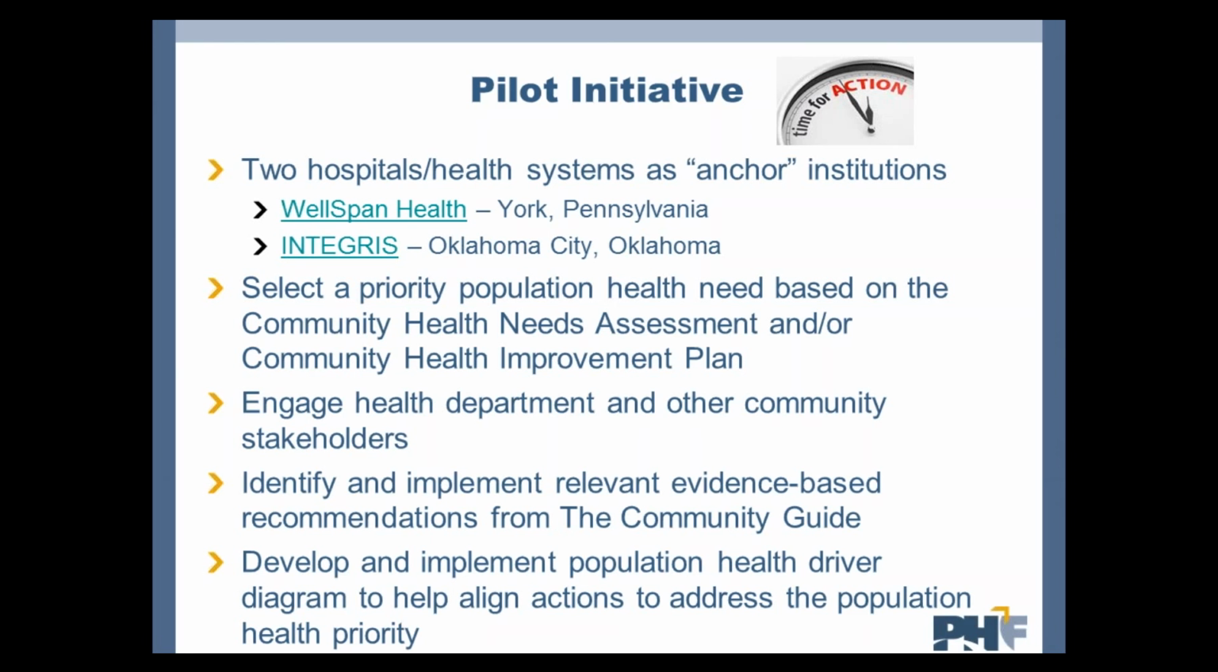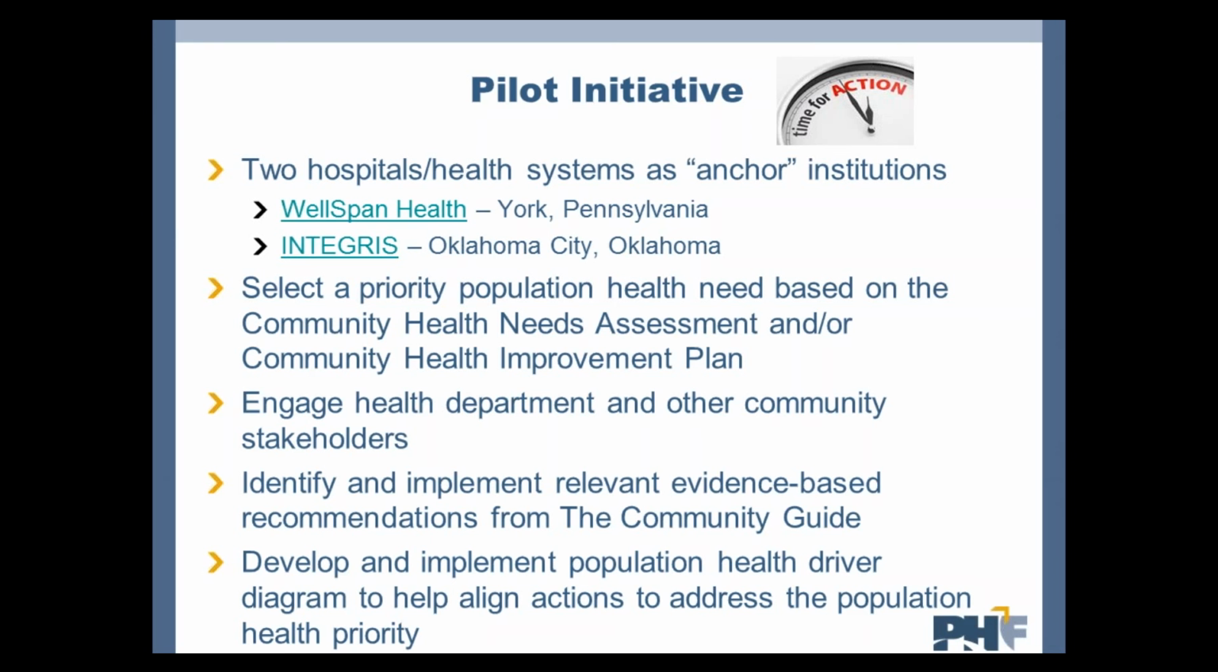The anchor or lead institutions for our 2 pilot sites are WellSpan Health in York, Pennsylvania, and Integris Health in Oklahoma City. At both sites, a priority population health need identified in the hospital's community health needs assessment or community health improvement plan will be addressed. Along with the hospital, the health department and other community stakeholders will be engaged in improvement activities to address the priority population health need. Evidence-based interventions and strategies from the community guide will be identified and actions will be taken to implement these interventions and strategies.